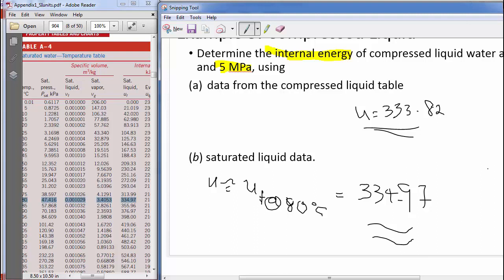The reason why we can make this assumption is because, if this is a compressed liquid, the properties won't change very much with temperature.